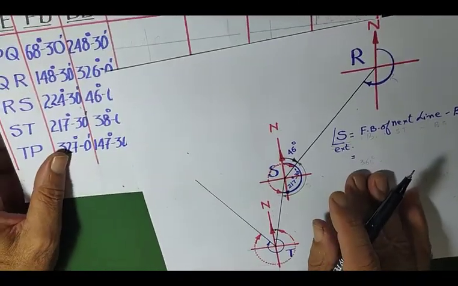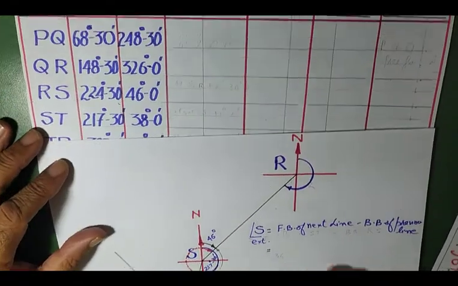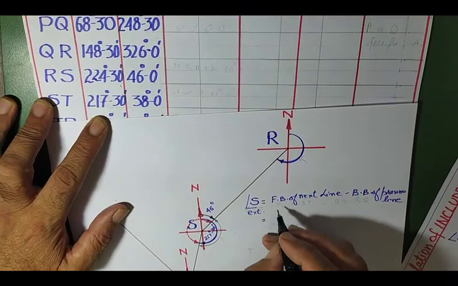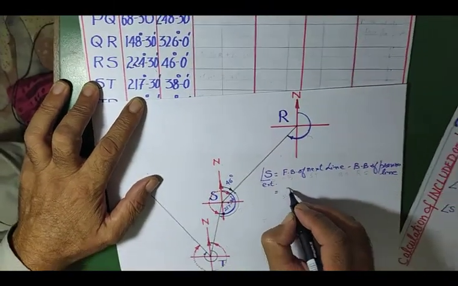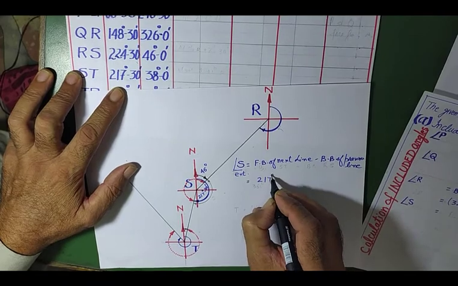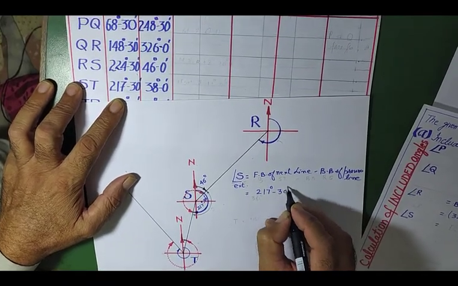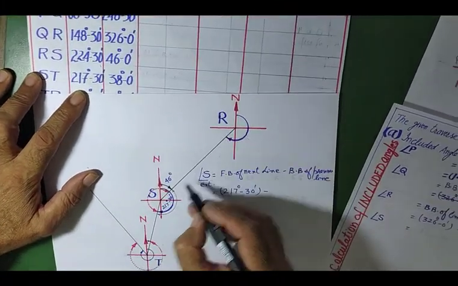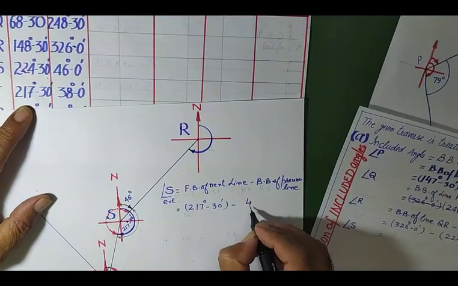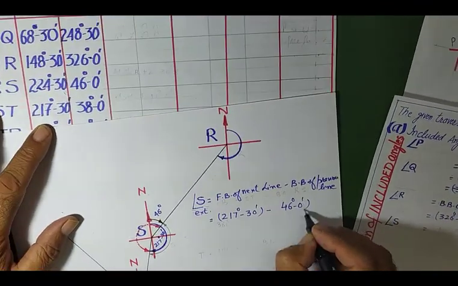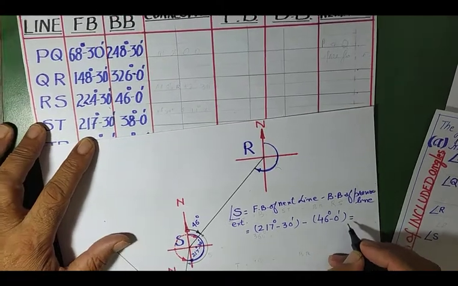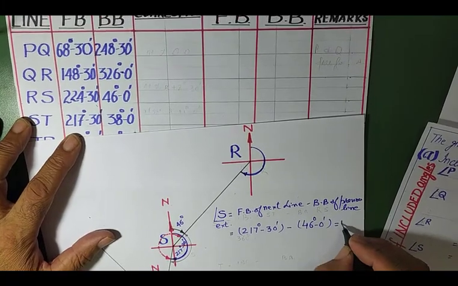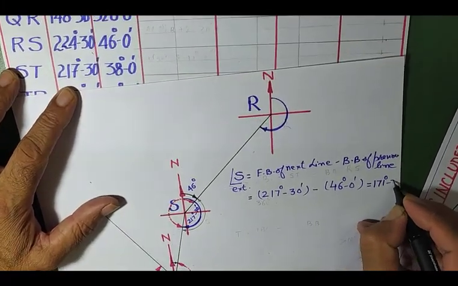Forward bearing of next line, that is line ST, this is 217 degree 30 minutes. Then back bearing of previous line, line RS, this is 46 degree 0 minute. So this comes to be the angle of 171 degree 30 minutes.